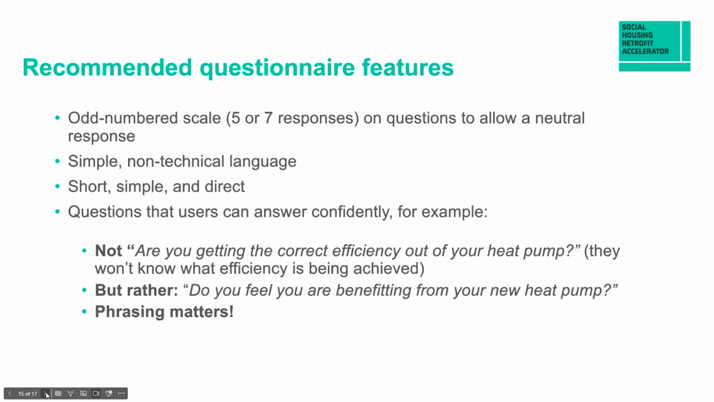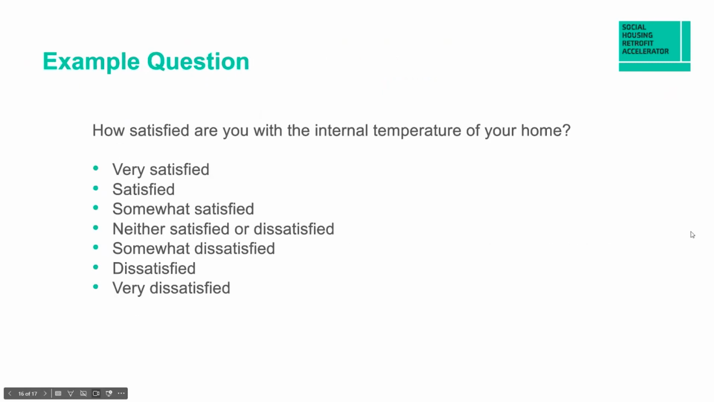Right, I think this is the final slide. This is the Likert scale. Here we've got a 7-point scale. So we've got neither satisfied nor dissatisfied, and then you have very satisfied down to very dissatisfied, and that gives you that kind of equal balance.